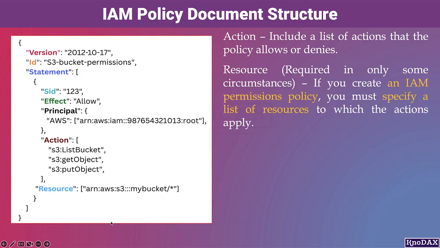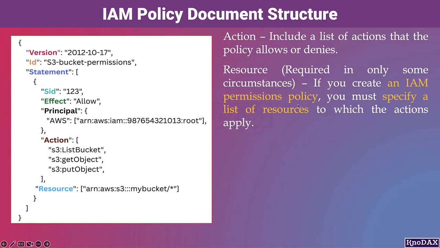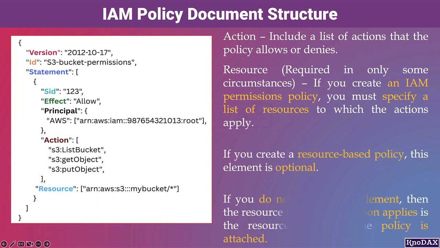Next is Resource. Resource is required only in some circumstances. If you create an IAM permissions policy, you must specify a list of resources to which the actions apply. If you create a resource-based policy, this element is optional. If you do not include the Resource element, then the resource to which the action applies is the resource to which the policy is attached.